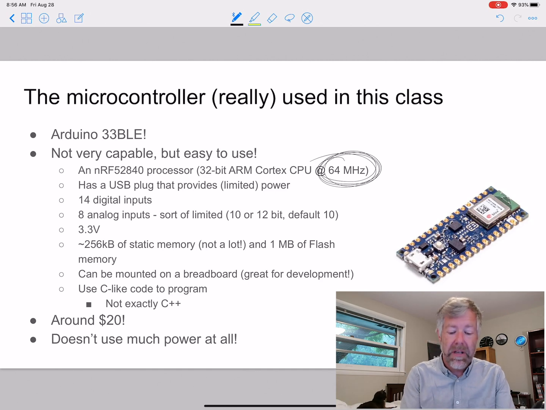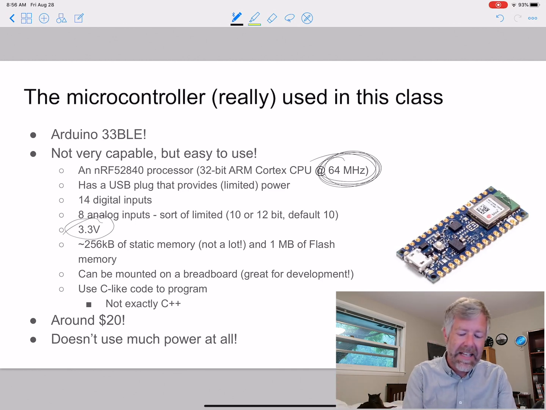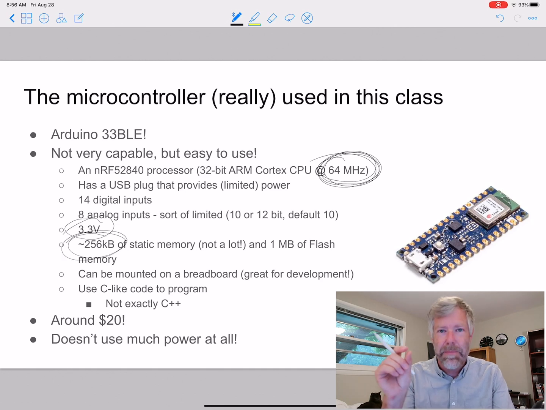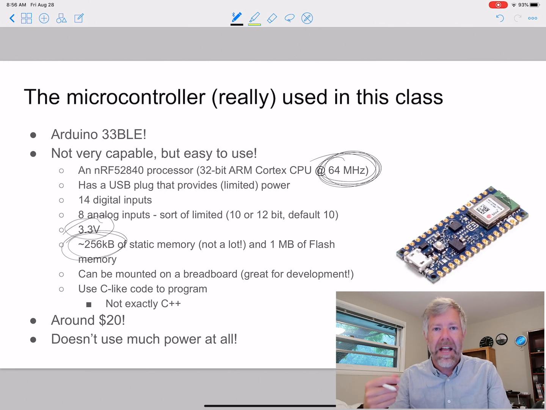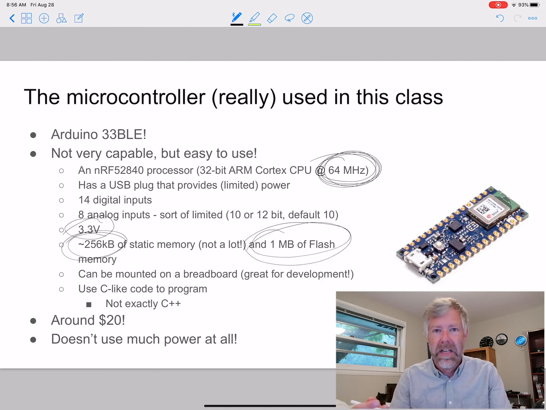It has a USB plug, which you're going to plug into your computer and interface with it. It is 3.3 volts, which will matter at some point in class, but it's okay. It has a tiny bit of memory which can be used for programming, and then it has a bunch of memory for storing data and everything. We're probably not going to use this 1 megabyte of flash memory, but you know, it's there if you need it. It will be mounted on a breadboard, which is what we're going to use for the class.